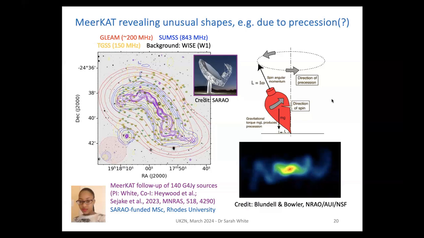It's always the combination of resolution and sensitivity, because the more of the diffuse emission you can detect, the better the constraints for the model. And this is something that a new postdoc at UP is very interested in modeling.